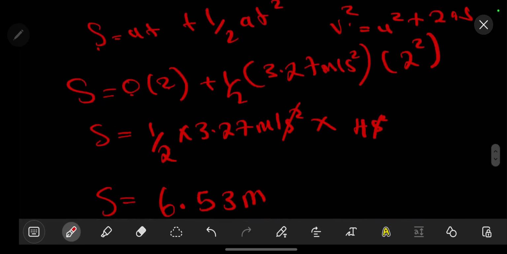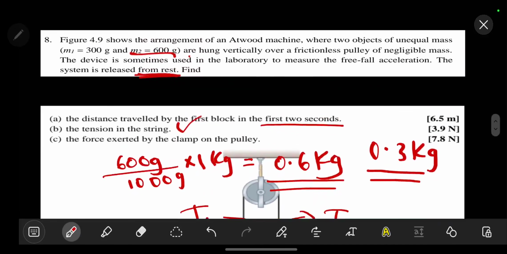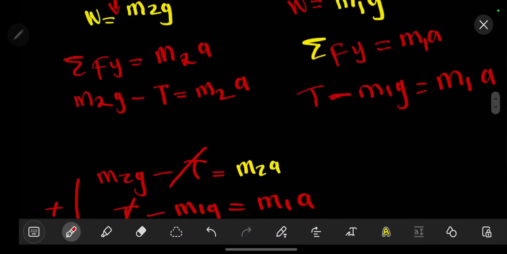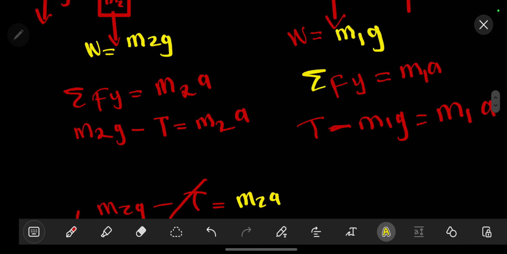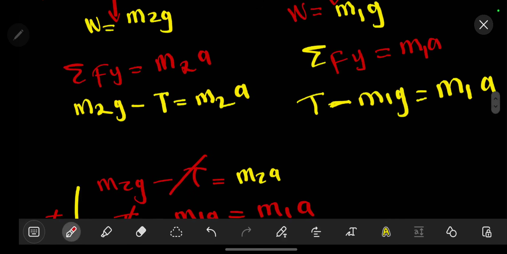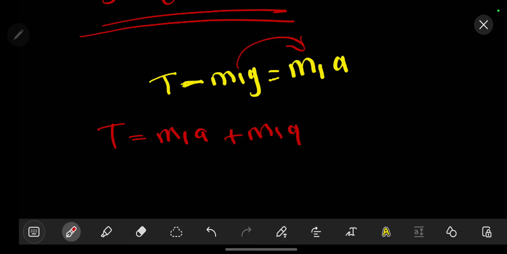So to find the tension, we are going to get any of the two equations which you found. So if you want, you can get this one, or you can get this one to find the tension. So in this case, personal opinion, let me get this one, but if you get this other one, you will still get the same answer. So let's get this. So our tension in this case shall be equal to, we have our M1A, so taking this value to the other side, it will be plus our M1G, like that.